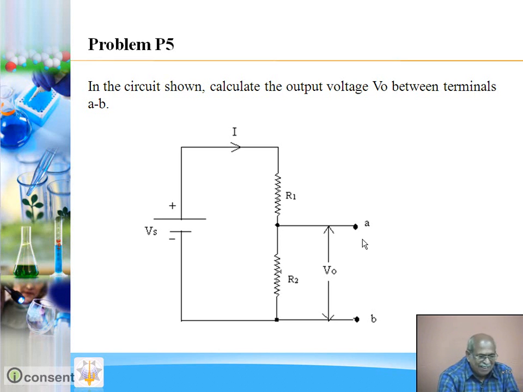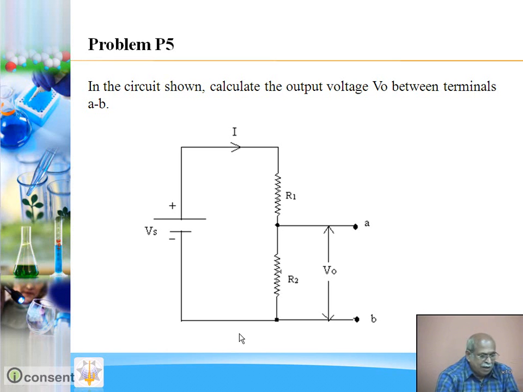Calculation is no doubt easy. Understanding is also easy. At once we see that R1 and R2 are in series. So total resistance R1 plus R2. So what should be current I? Supply voltage Vs divided by R1 plus R2. That will be current I.